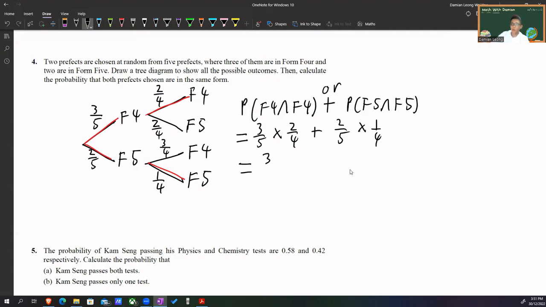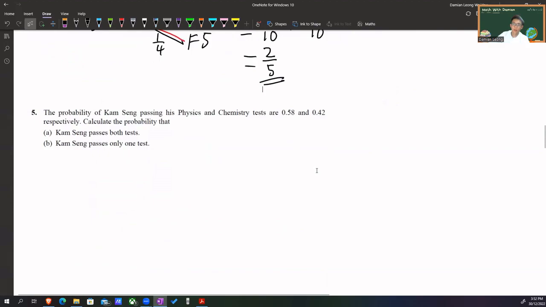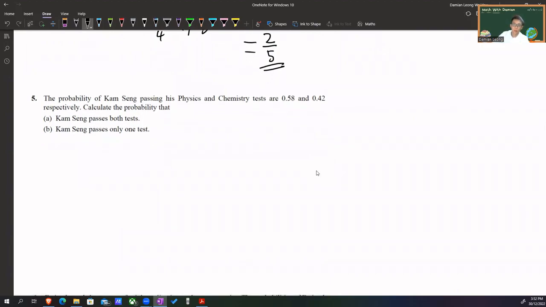Okay, so it will be 3 over 10 plus 1 over 10. Means 4 over 10, which is 2 over 5. Simplify the fraction. Yeah, if you have trouble adding fractions together, you can use calculator as well. So that's question 4. Question 5. Probability of Kamsing passing his physics and chemistry tests, 0.58 and 0.42 respectively. Calculate the probability Kamsing pass both tests.